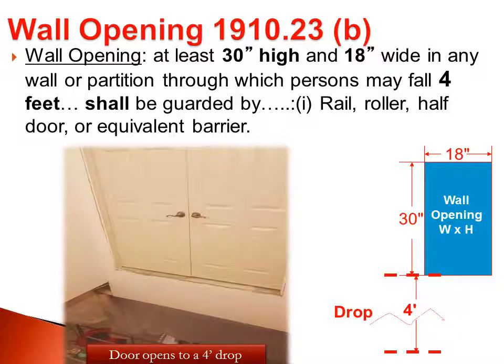So the 4 foot is a rule for general industry. If people can fall 4 feet or more, we need to have some kind of barricade here. This picture is a great example of where somebody can open the door, walk out, and step into thin air.